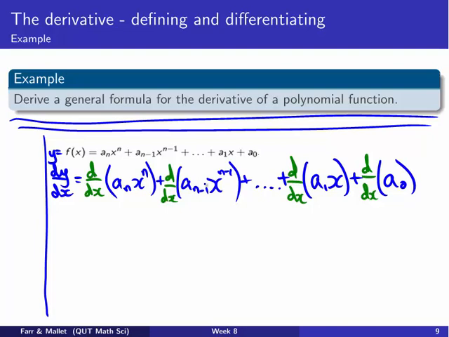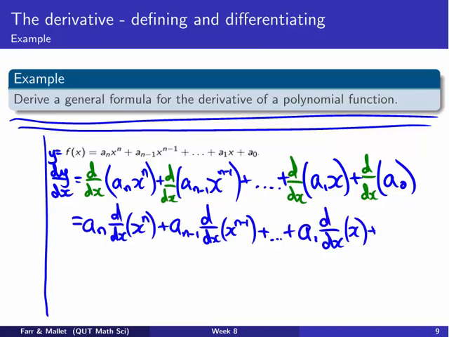Well, then we need to treat each of these little derivatives separately. And basically all of them are the derivative of a constant, the a, multiplied by a function of x. And whenever we have that, we know that the derivative is actually that constant pulled out, multiplied by the derivative of the function of x. So that gives us an times the derivative of x to the n, plus an minus 1 times the derivative of x to the n minus 1, and so on, a1 times the derivative of x, and finally, we can just do this one straight away. It's the derivative of the constant a0. Well, we know that that's just 0.